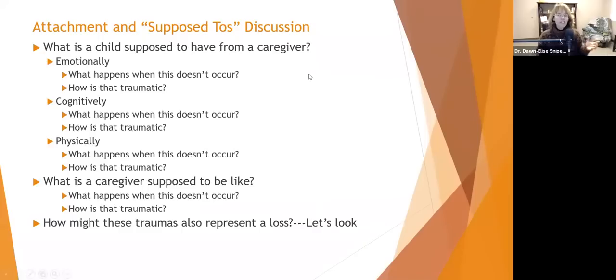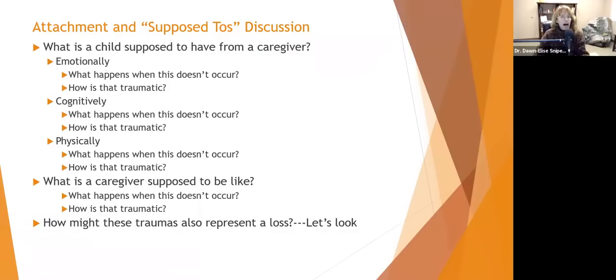What is a child supposed to have from a caregiver? I hear these a lot. A lot of times when I work with clients, they may not have had Ward and June Cleaver for their parents. Most people don't. And so they're extremely angry, resentful, hurt, and feeling rejected and dejected because they didn't have that parent. They're like, why didn't I have that? Why wasn't I worthy to have that parent?